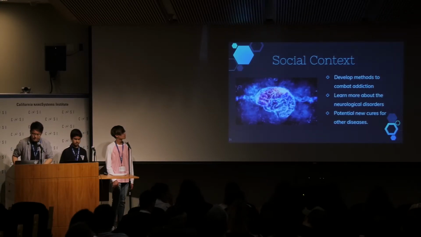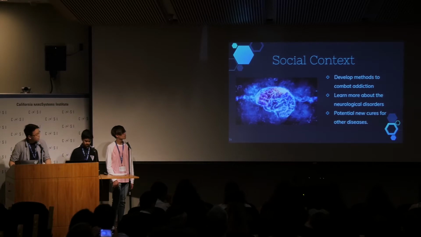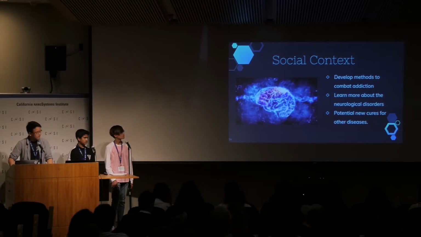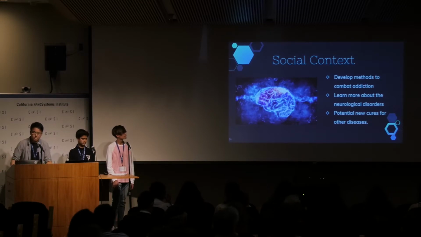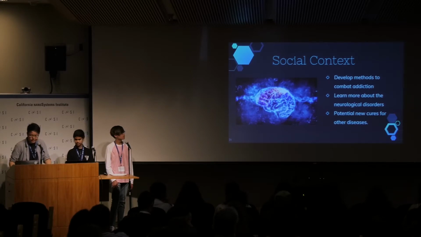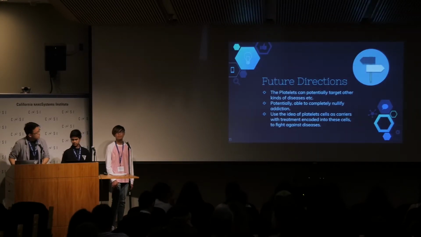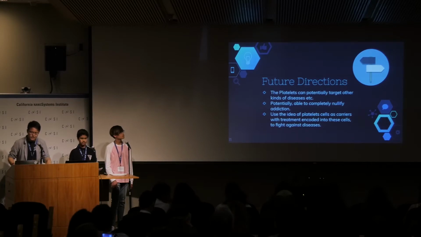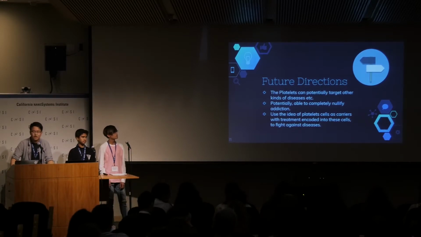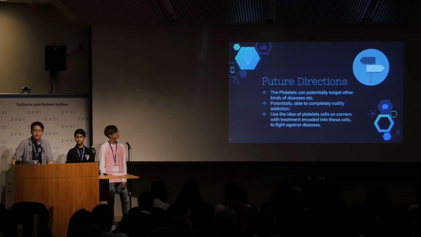So some social context about this. By doing this, we will develop methods to combat addiction and learn more about neurological disorders, because in the science field we haven't fully understood the whole science behind the brain. There will also be potential new cures for other diseases as well. Some future directions: the platelets can potentially target other kinds of diseases as well, not just addiction, because as we all know, the platelet cells can carry many different forms of treatment, not just ibogaine.